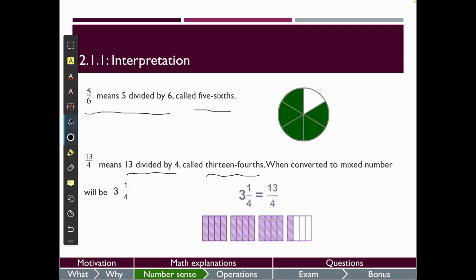When you convert to a mixed number, if you remember from whole numbers, 13 divided by 4, you get 3, you get 12 here, you have remainder 1. So 3 will go to your whole number part, your remainder goes on top, and then your divisor goes at the bottom, 3 1/4, as seen here.